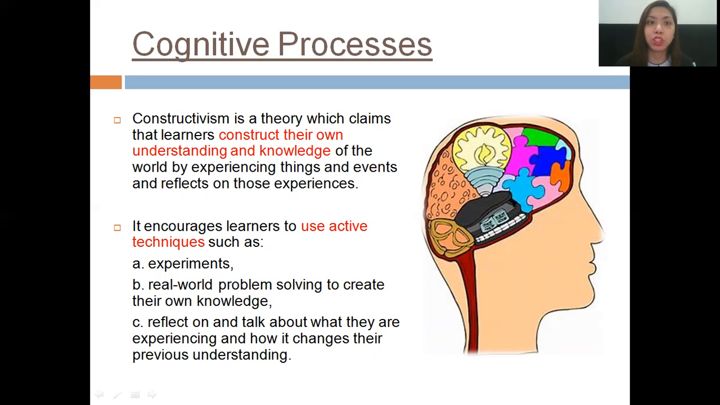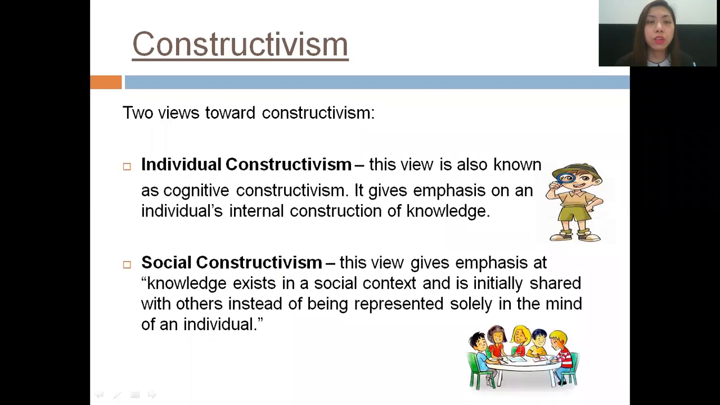Constructivism is a theory which claims that learners construct their own understanding and knowledge of the world by experiencing things and events and reflecting on those experiences. It encourages learners to use active techniques such as experiments and real world problem solving to create their own knowledge, reflect on and talk about what they are experiencing and how it changes their previous understanding. There are two views towards constructivism.